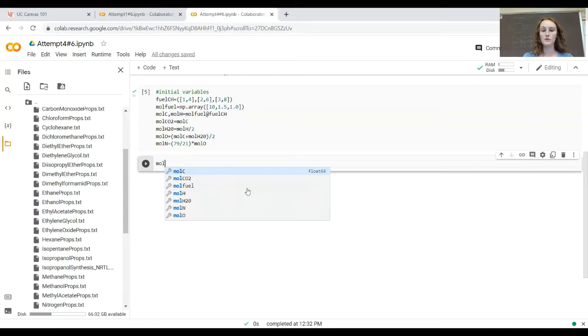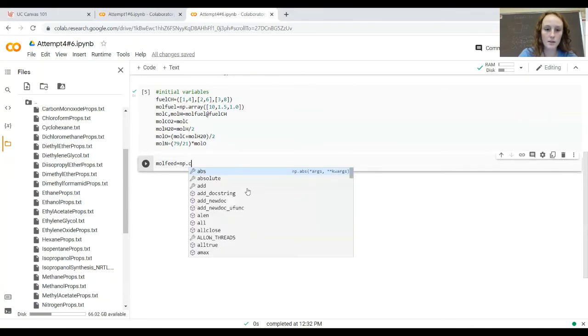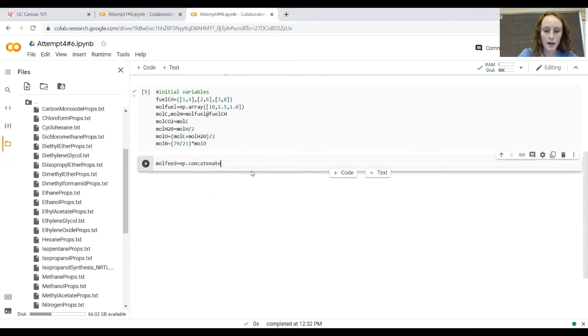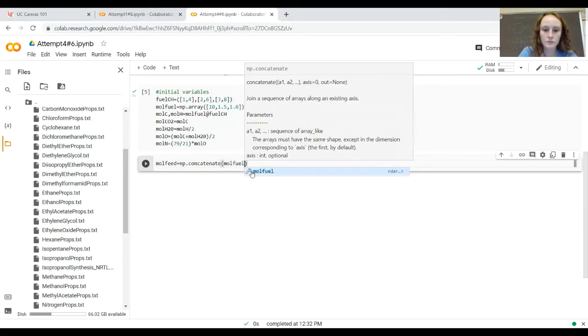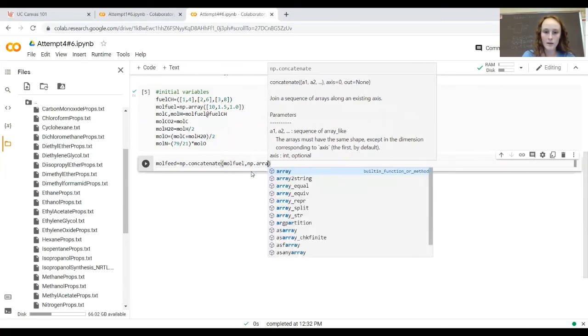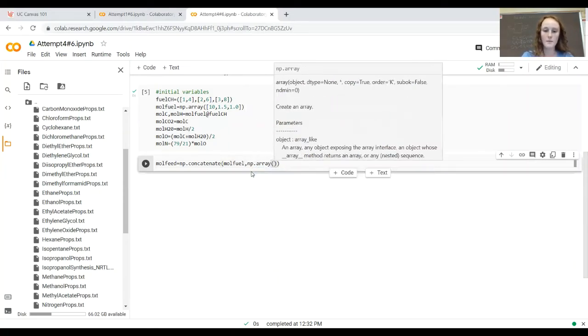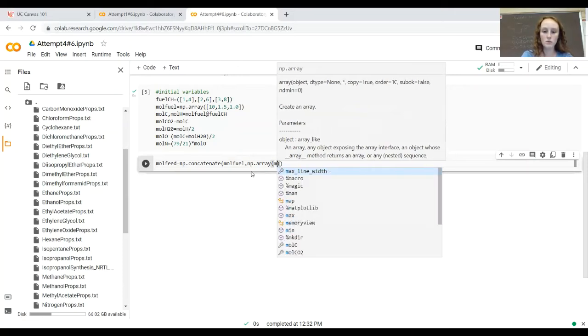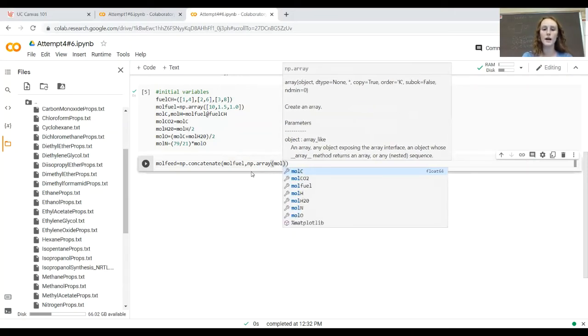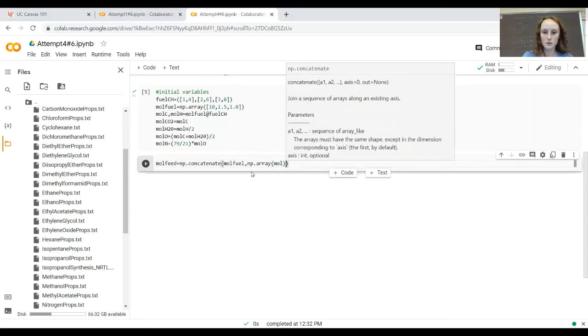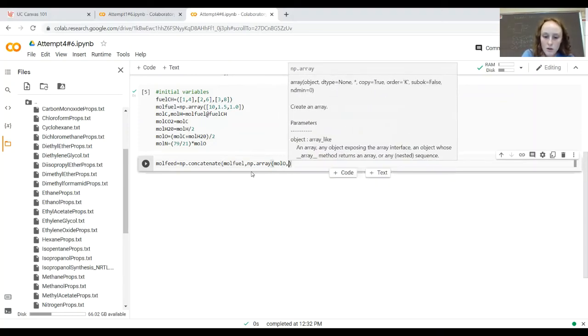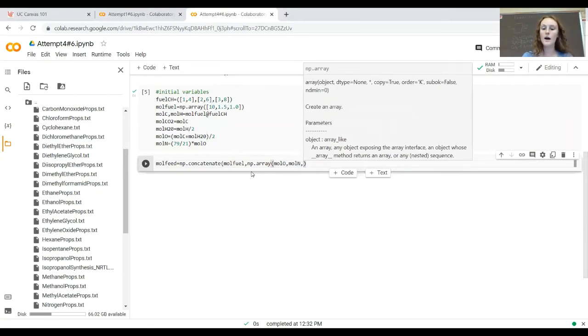So I'm going to do moles feed for our variable for moles going in, and it's going to be np.concatenate. Choose concatenate, you don't have to spell it that way. We're going to do moles of fuel, and np.array. So this is what's going in: moles of oxygen, moles of nitrogen, and then we'll have our products here, but we're just going to put them in as 0.